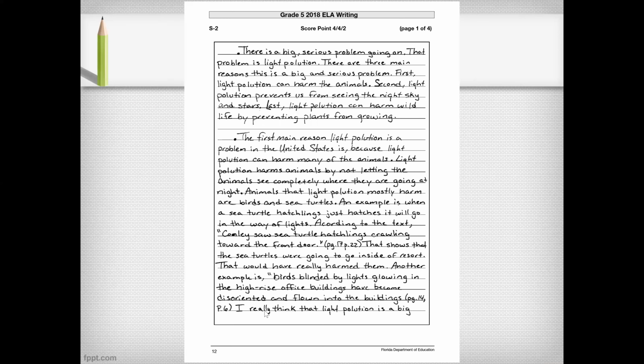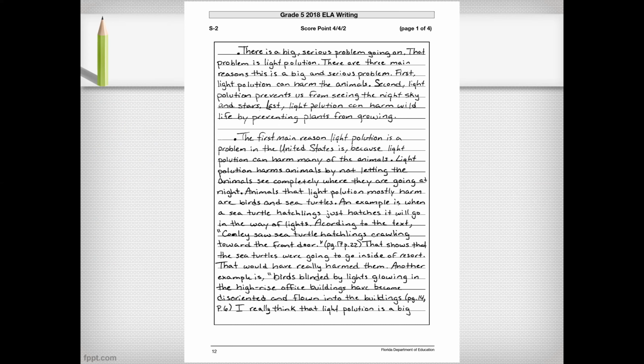There's a big serious problem going on. That problem is light pollution. There are three main reasons this is a big and serious problem. First, light pollution can harm the animals. Second, light pollution prevents us from seeing the night sky and stars. Last, light pollution can harm wildlife by preventing plants from growing.